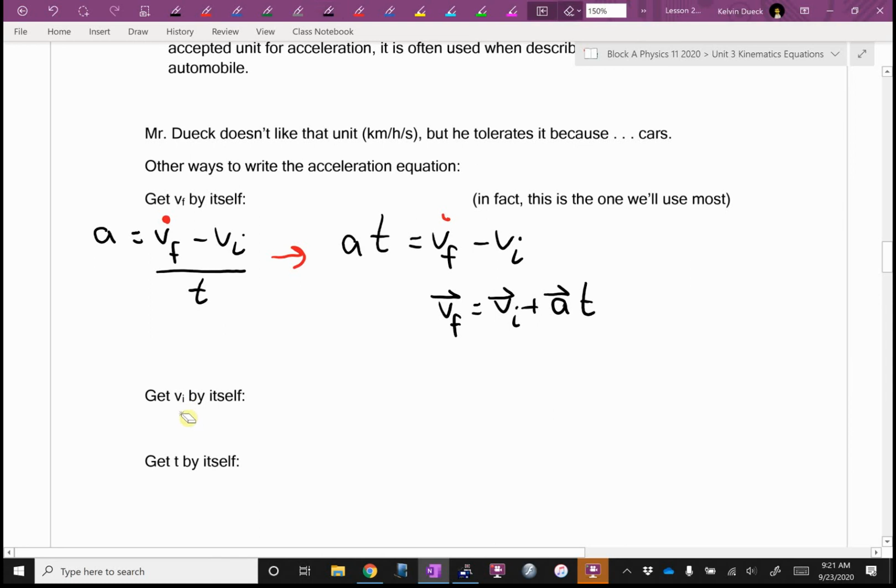What if I wanted to get the VI by itself? Let's use this one as our starting point. What side is the VI on? What else is on the same side as the VI? An AT. What's the AT doing to the VI? How will I move the AT over? So the VF would just drop down like a domino. I would subtract the AT, and that would give me an equals VI, although do you mind, instead of writing equals VI, can I write VI equals, because we're used to seeing the thing by itself on the left?